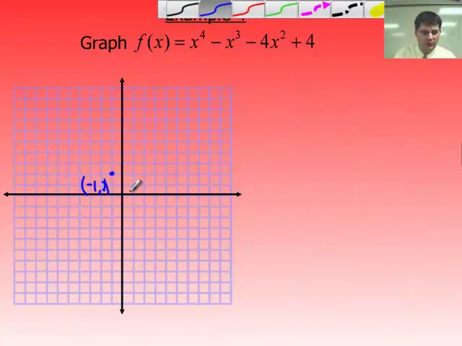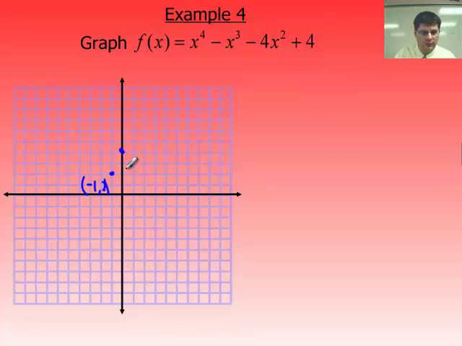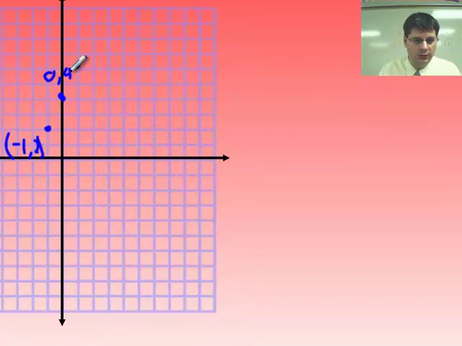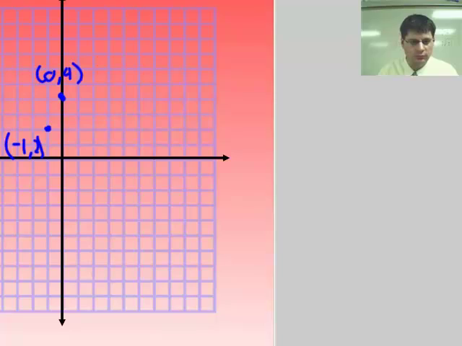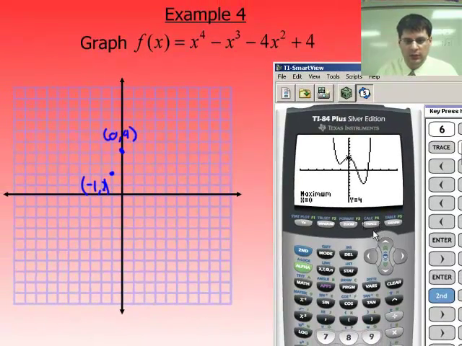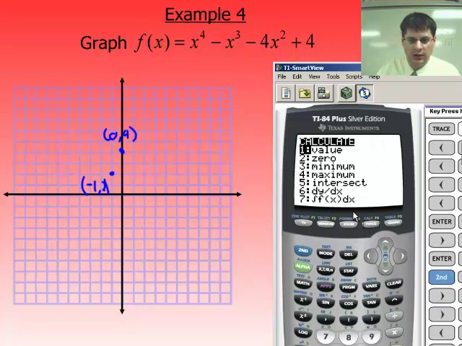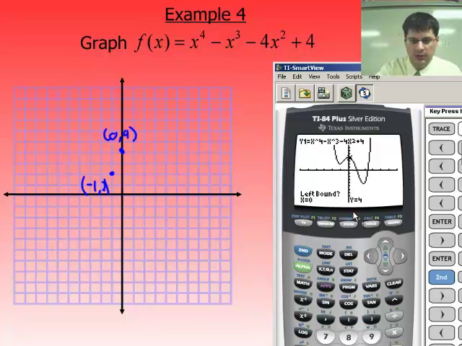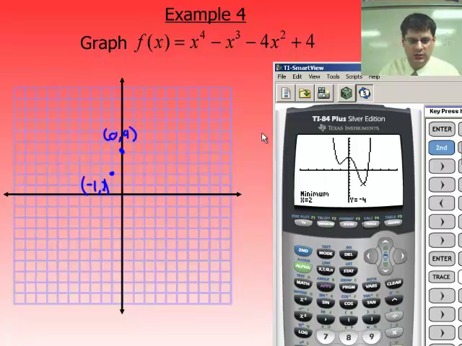So I'll go to 0, 4 and plot a point, and I'll label that 0, 4. And then we'll hit the next local minimum. So second calc. That's going to be minimum. And then I'm going to go to the left, that point, press enter, and go to the right, press enter, and there it is at 2, -4.